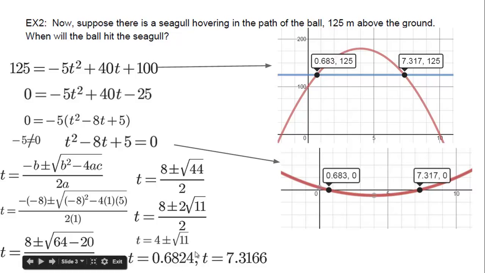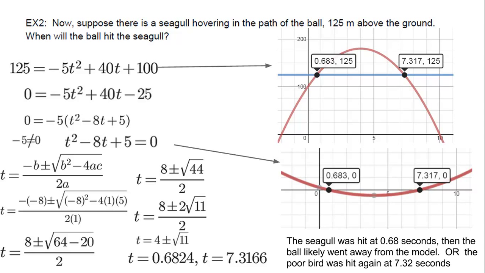Desmos was rounding a bit differently. We'll have to check on my rounding there. But I got 0.6824 and 7.317. Okay, so the seagull was hit, and then the ball likely went away from the model, or the poor bird was hit again at 7.32.